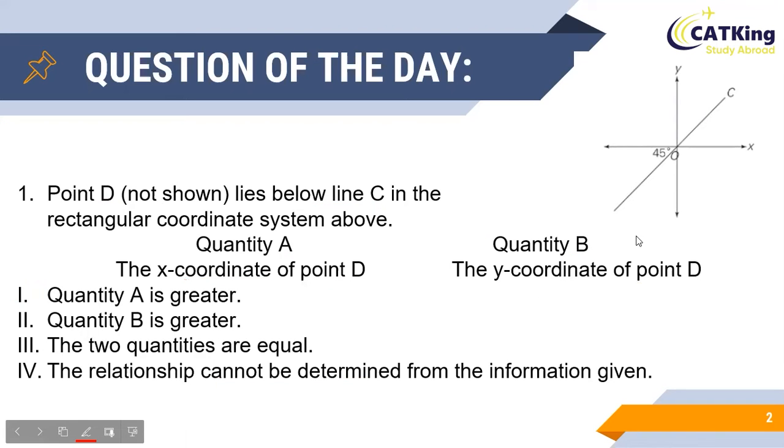So, from the figure, you can see that line C makes an angle of 45 degrees with the x-axis. Hence, the slope of line C is equal to tan 45, that is 1. Hence, the line C can be represented as y is equal to x. And any point that lies below this line will obviously have a y value less than x. That is, quantity B is less than A.